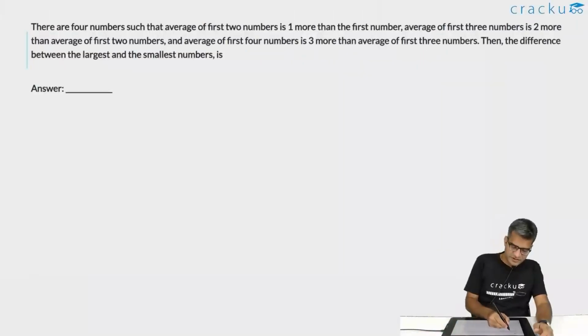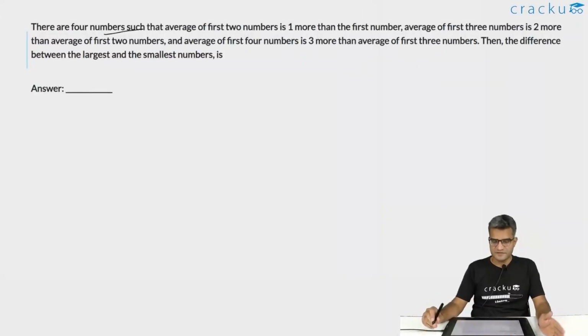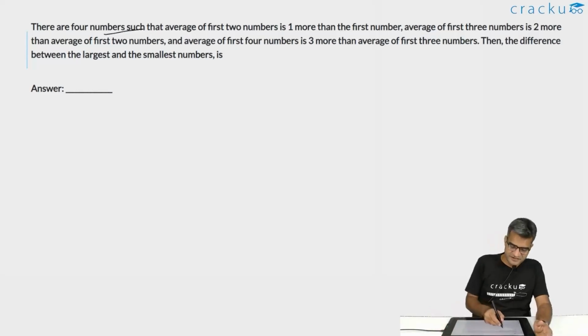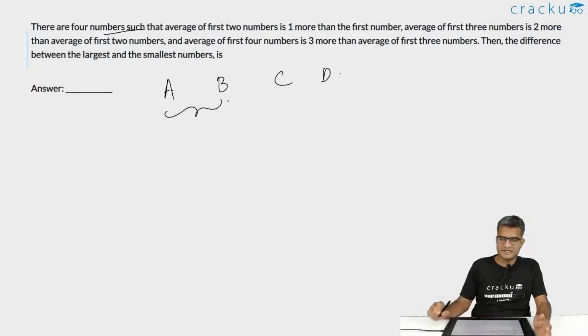In this question, we are told that there are 4 numbers such that the average of the first 2 numbers is 1 more than the first number. The average of the first 3 numbers is 2 more than the average of the first 2 numbers. And the average of the first 4 numbers is 3 more than the average of the first 3 numbers. Then the difference between the largest and the smallest numbers is. So let us assume that the 4 numbers are A, B, C and D. The average of the first 2 numbers is 1 more than the first number.